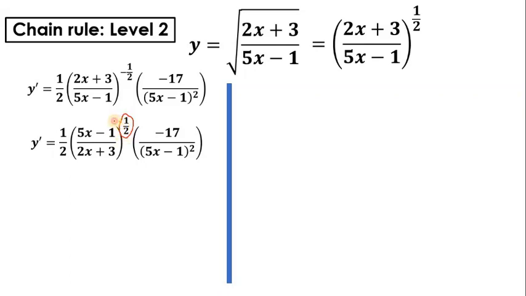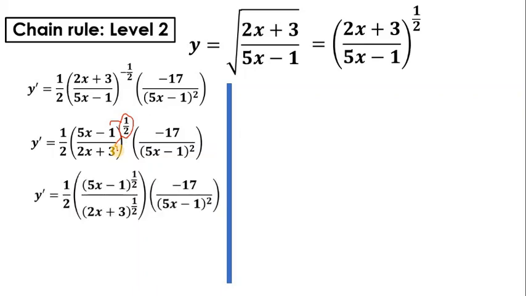Take note that the 1/2 here, based on the algebra rules, we have to distribute to the numerator and denominator. So once you distribute it, it will become like this. So 1/2 is well distributed to the numerator and denominator. Everything else in this term is still the same. We first solve this negative 1/2. By distributing 1/2 to the numerator and denominator, it will become 5x minus 1 raised to 1/2 and 2x plus 3 raised to 1/2. So that's the rule of distributing power.